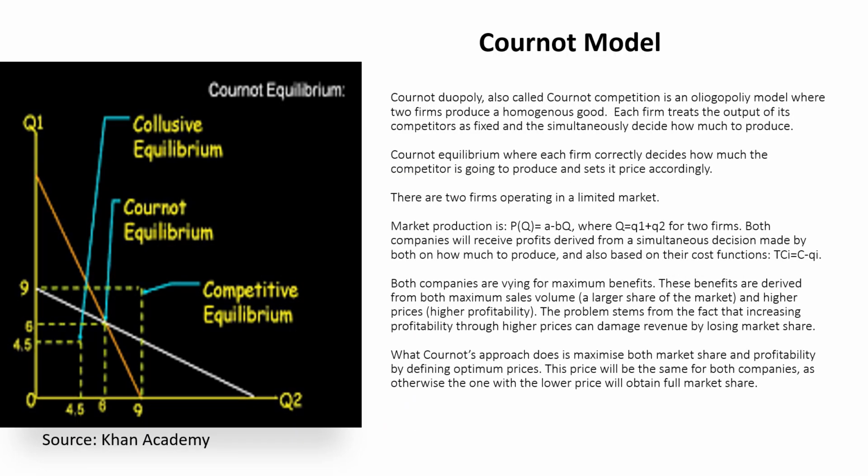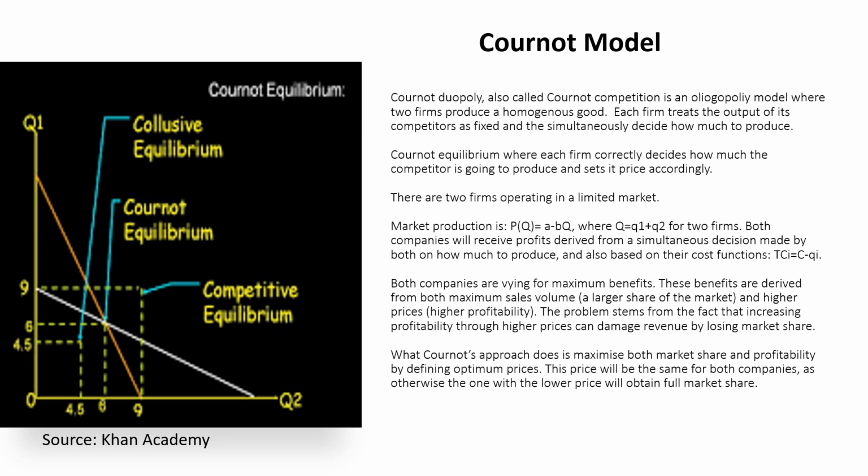So we'll start with the Cournot model, and this is possibly the most famous model of oligopolies. The Cournot duopoly, also called Cournot competition, is an oligopoly model where two firms produce a homogeneous good, so a good that's exactly the same. And each firm treats the output of its competitors as fixed. They make their decisions in the Cournot model simultaneously, so they make them at the same time. They don't have a chance to react to what somebody else is doing.